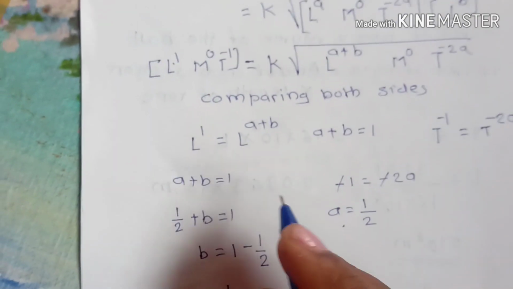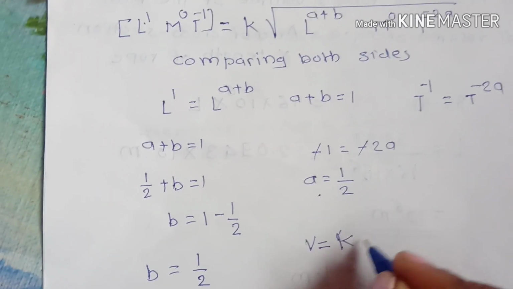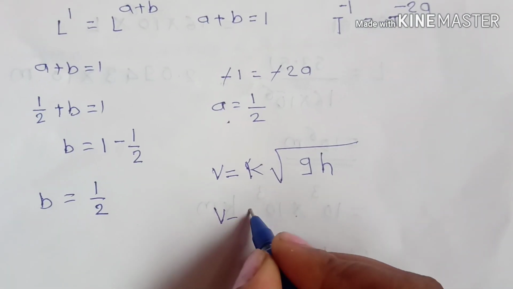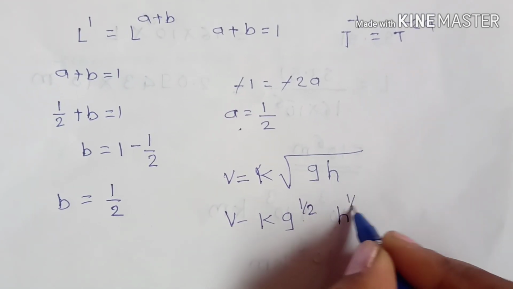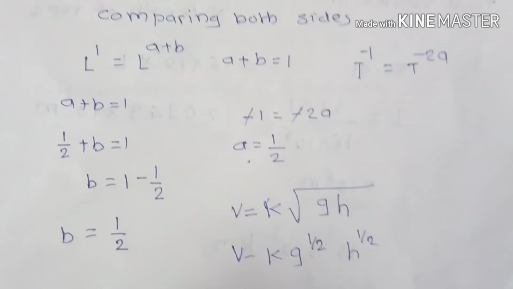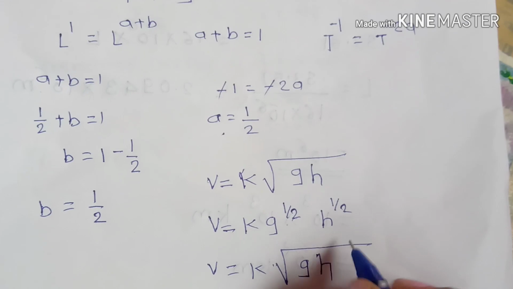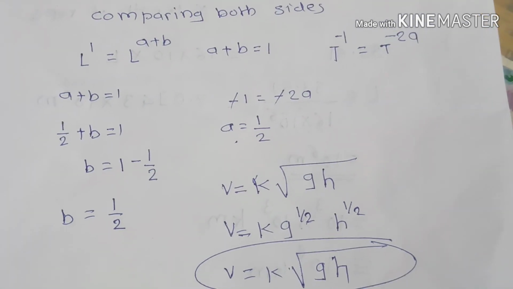Put these two values in this equation. V is equal to k under the root of g into h. Now the value of v is equal to k, g raised to half and h raised to half, because we know the values of a and b. So v is equal to k g to the half h to the half, and we convert it into k under the root of g and h. Thus we prove this formula, v is equal to k under the root of g into h.